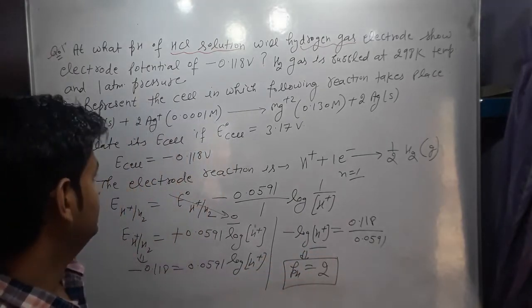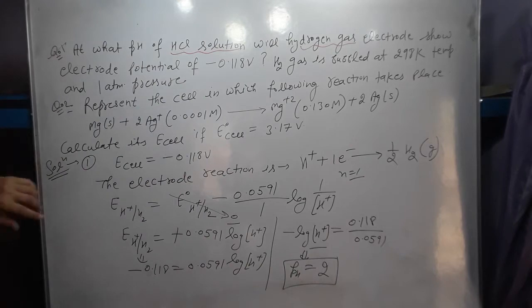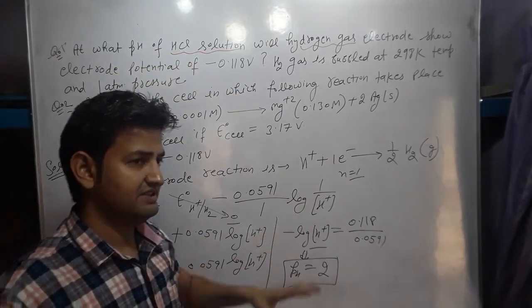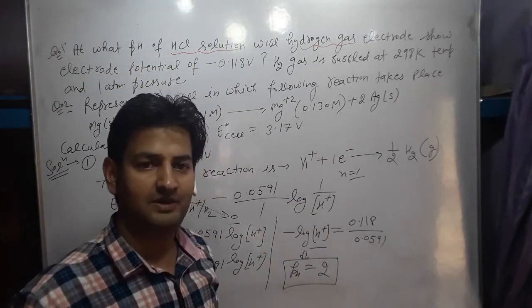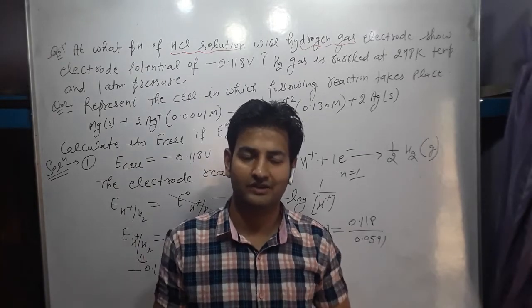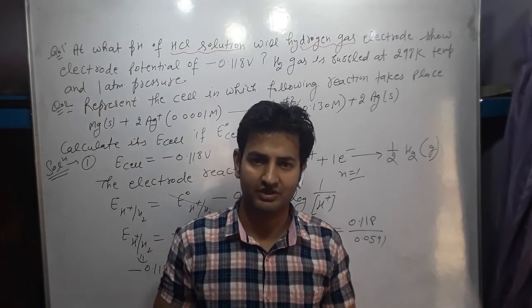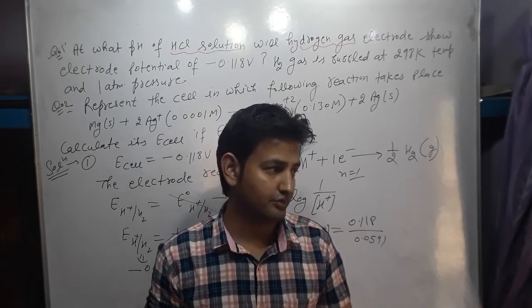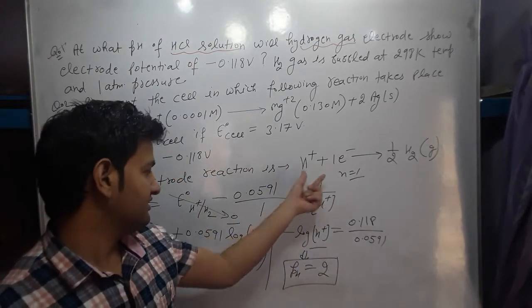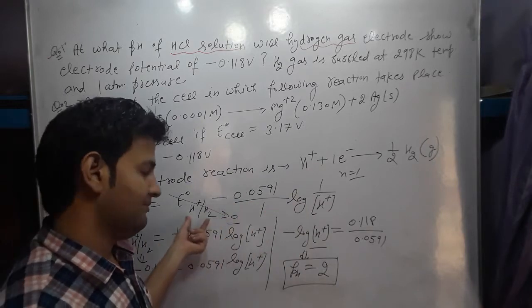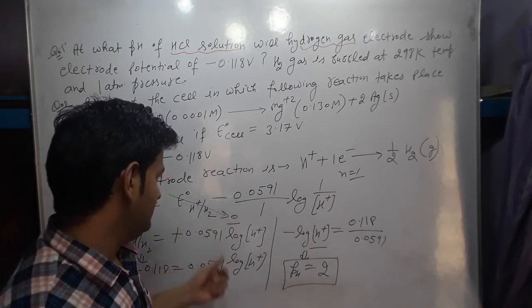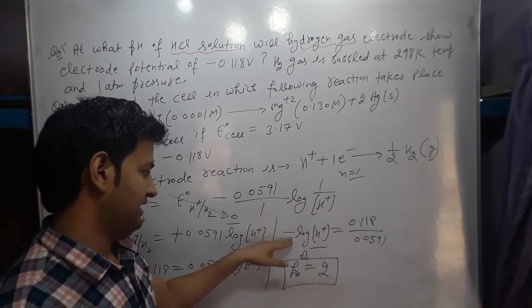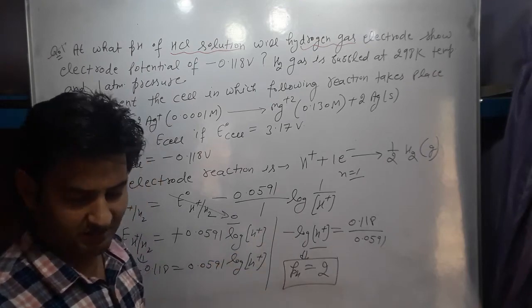Simply, first HCl breaks down into H plus and Cl minus. H plus undergoes reduction: H plus plus 1 electron accepted gives half a molecule of hydrogen gas. Then we can write the Nernst equation for it. Standard EMF for hydrogen is equal to 0. It can be converted into pH, and pH comes out to be 2.